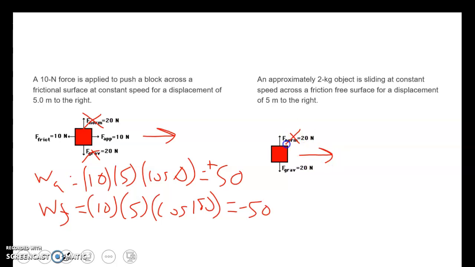This one, we get an object that's sliding at a constant speed to the right. But if we look, both our forces are going up and down. So therefore, there's no force making it go to the right, but it's still going to the right, which means our work is force times displacement times nothing because there's no angle, which means our work is 0.